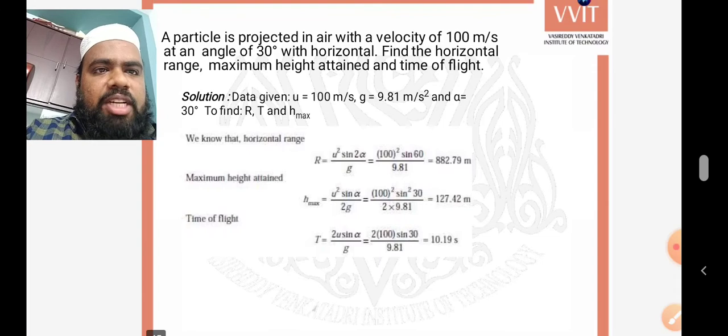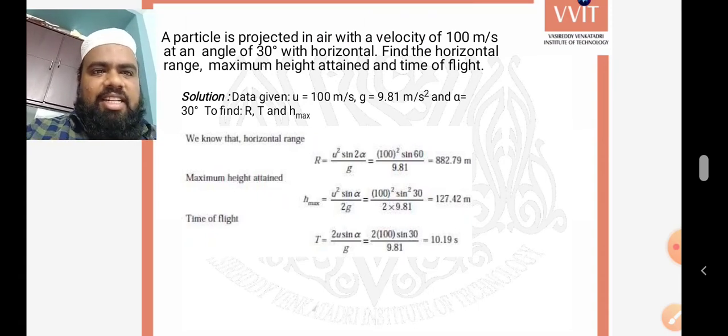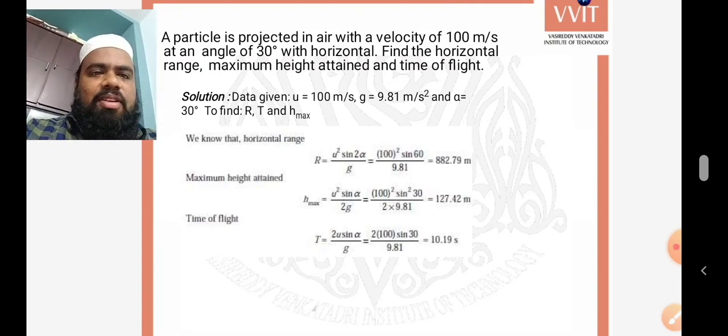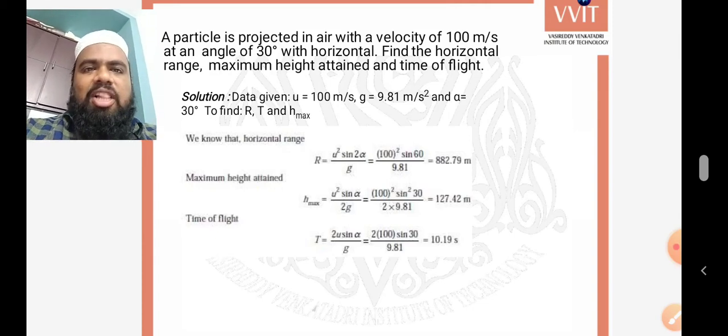Okay, we'll see the next problem. A particle is projected in air with a velocity of 100 meter per second at an angle of 30 degrees with the horizontal. Find the horizontal range, maximum height attained, and the time of flight. So given u is equal to 100 meter per second, g is equal to 9.8, alpha is equal to 30 degrees, and we have to find R, t, and h max. There are formulas for R, h max, and t. We know the equations. Substitute all the given values. The answer will be there.